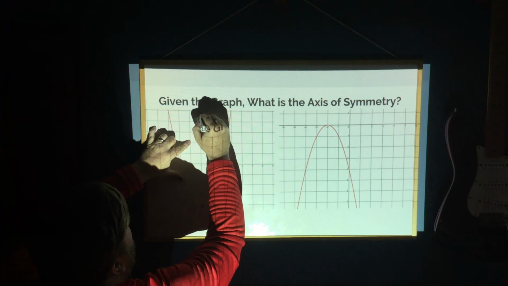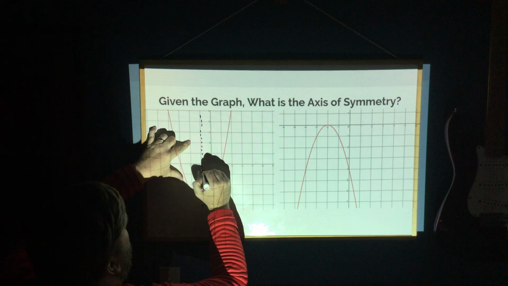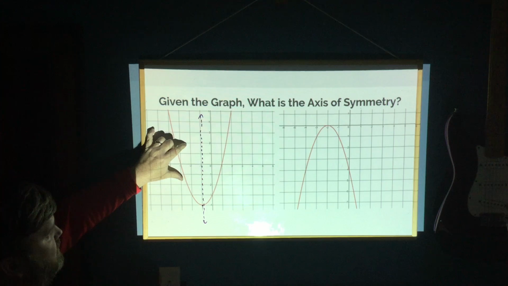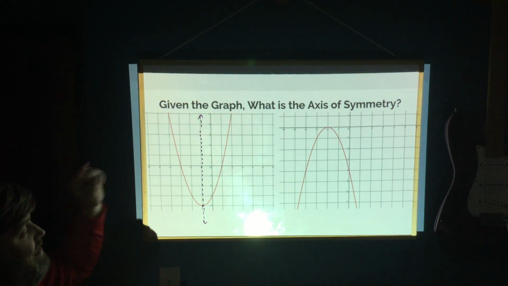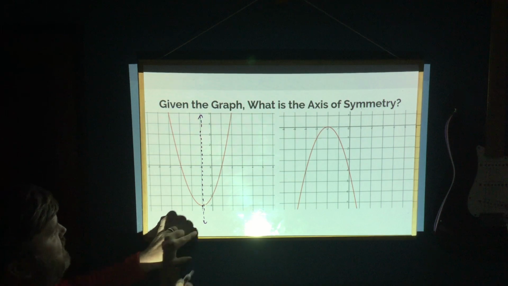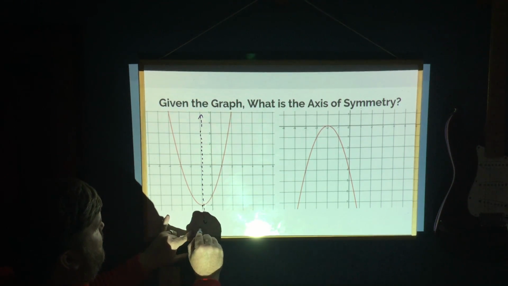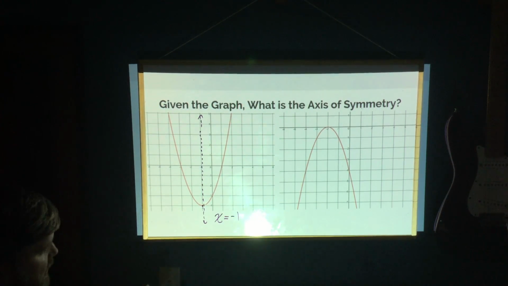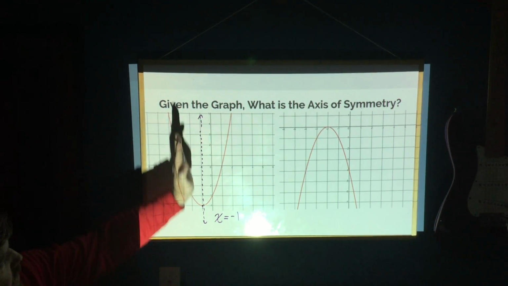It would be this line right here. That would be the axis of symmetry. Now, that is a line, so it's not a number for an answer, it's an equation for an answer. So the axis of symmetry would be x equals -1. That's the equation of that vertical line.